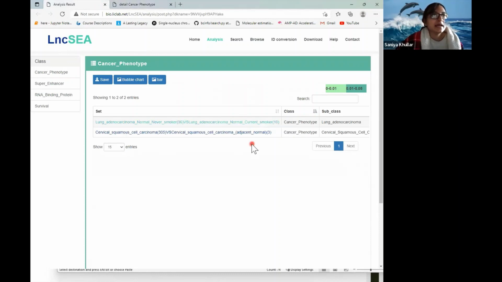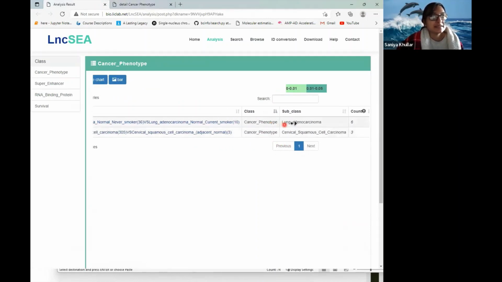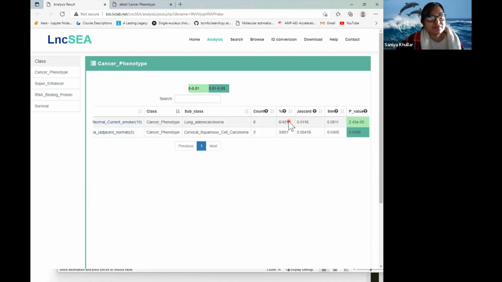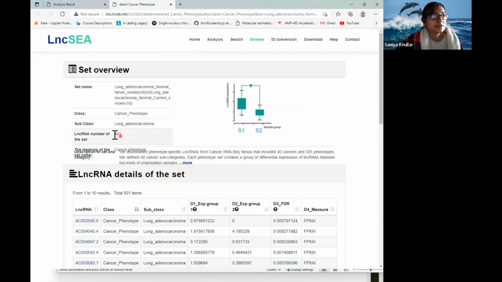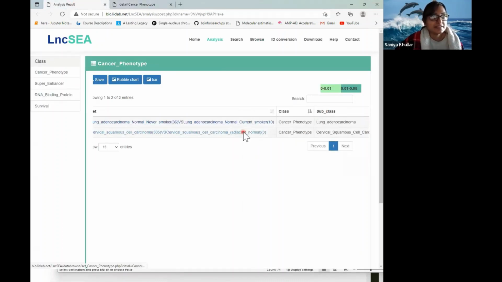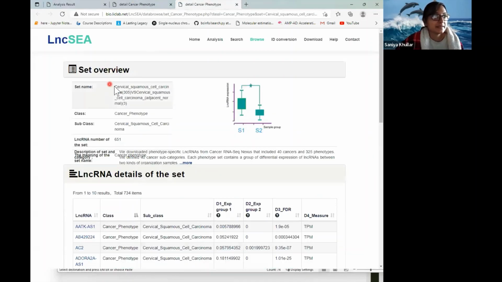And basically, they had a list of those lncRNAs. In that set, they have identified 451 lncRNAs in this site here. So the lncRNA number in the set is 451. And similarly, in this other one, we see that there's a cervical squamous cell carcinoma, so 305 compared with cervical squamous cell carcinoma adjacent normal, which is this. And there are 651 long non-coding RNAs in this set.